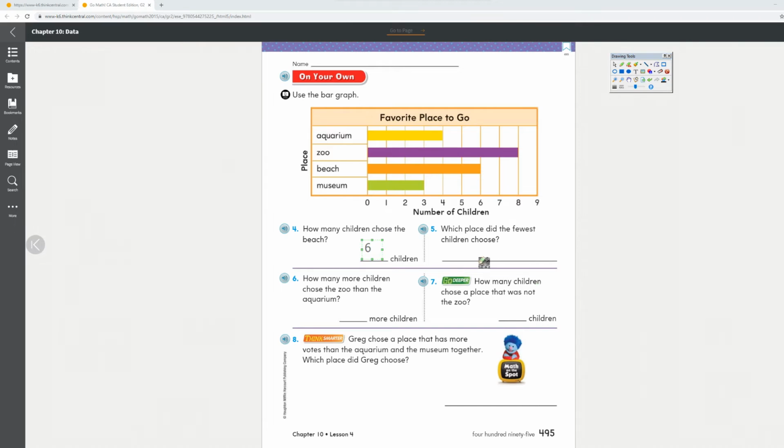For number 5, which place did the fewest children choose? So now we're looking for the lowest amount of children. So if we look at each category, we can see that museum ends at 3, which is the lowest bar of all of them. So we're going to put museum as the answer.